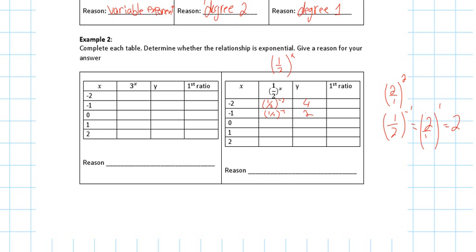Now let's see who knows the answer for a half to the power of 0. Anything to the power of 0 is 1. How about a half to the power of 1? It's just a half. How about a half to the power of 2? 1 over 4, right? The 2 gets distributed to both. 1 to the power of 2 is 1. 2 to the power of 2 is 4. So that's a quarter.